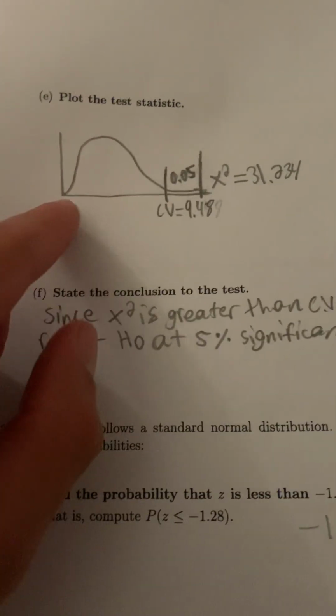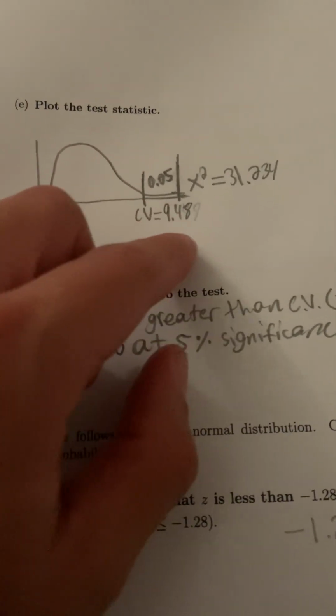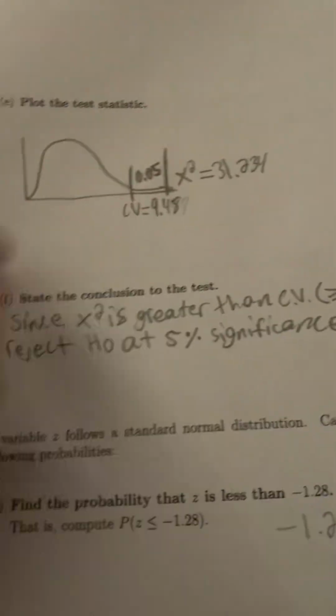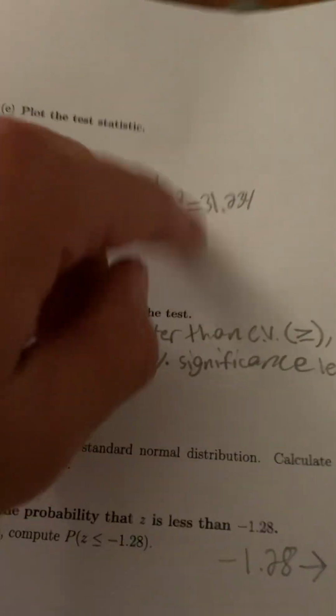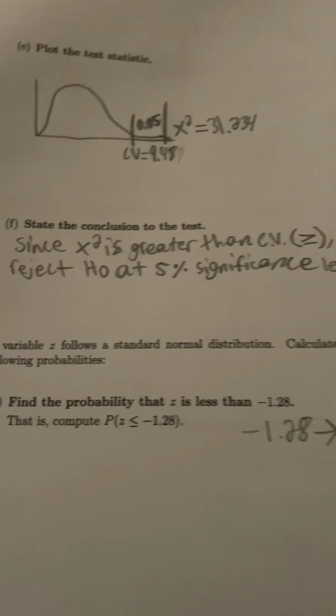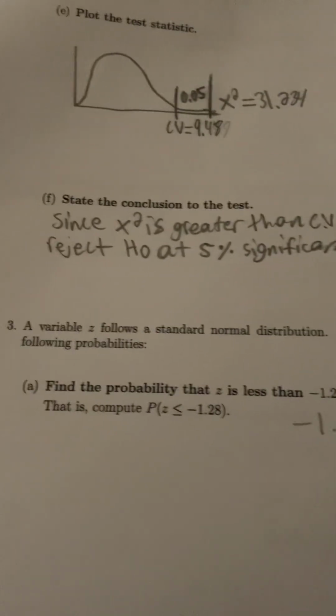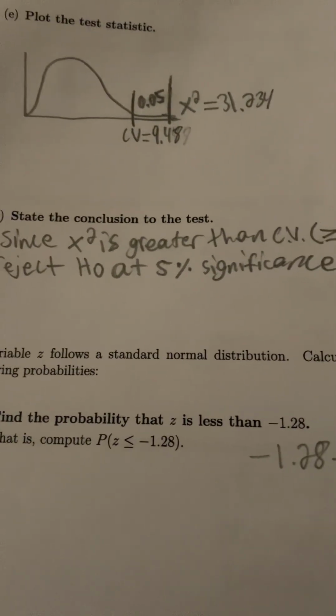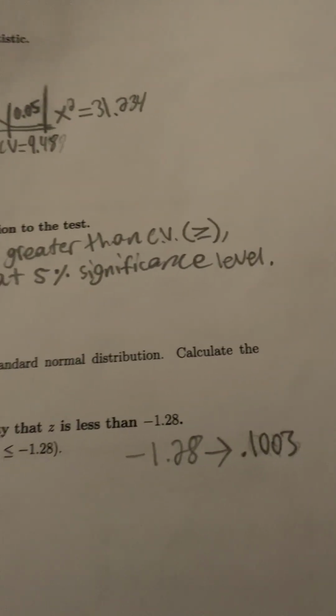And so you take the same graph again, and it says plot the test statistic. So this is 9.488, and this is the test statistic that was a lot bigger. So it's all the way over here. So since the test statistic is greater than the critical value, reject the null at a 5% significance level.